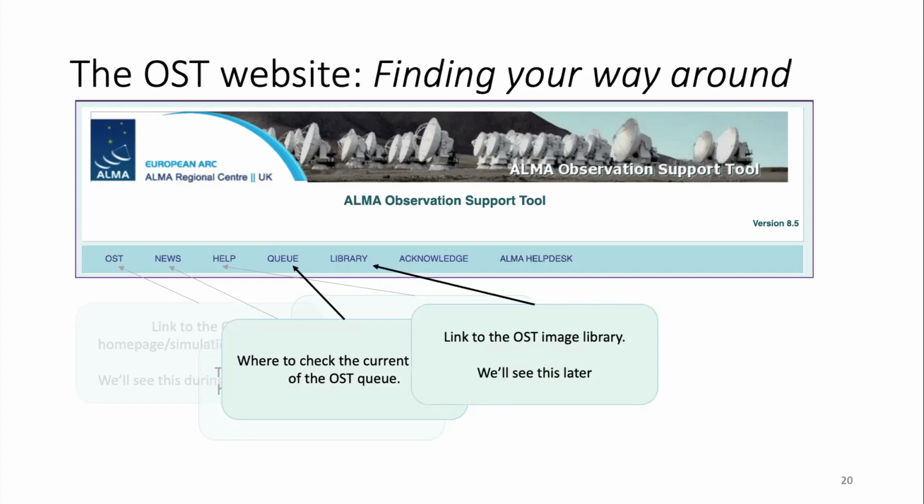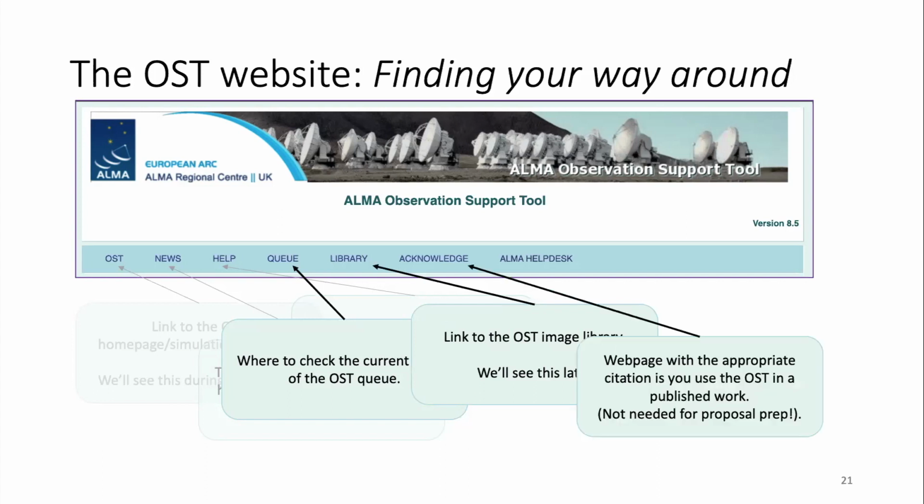Next, we have a link to the image library. During the demonstrations, we're going to use images that are part of the OST library. This is a selection of images of astronomical objects that you can use for your simulations, just to get a feel for the OST before you start submitting your own FITS file. And finally, there's a link to the acknowledgement, the proper reference if you use the OST in a published work. So if you do use it for simulating models, comparing your models to real data. Of course, for call for proposals and proposal preparation, you don't really need that.